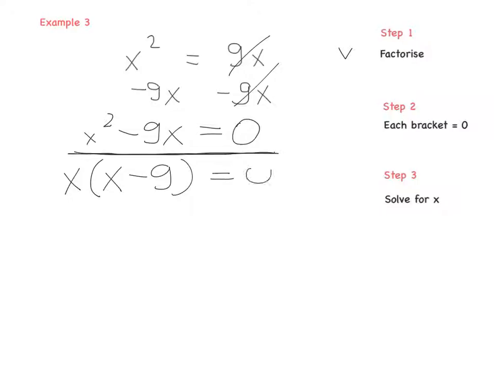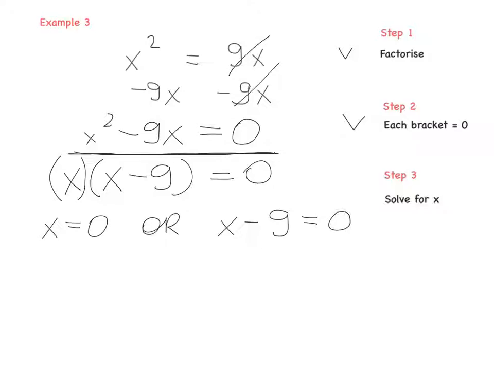And that equals 0. We can write down x and then bracket, or we can put x in the bracket as well. And we have two brackets already, and step 2 says each bracket equals 0. So x equals 0, or x minus 9 equals 0. Now solve. So this is solved. The first answer is done for us. Now we need to just solve the other one.